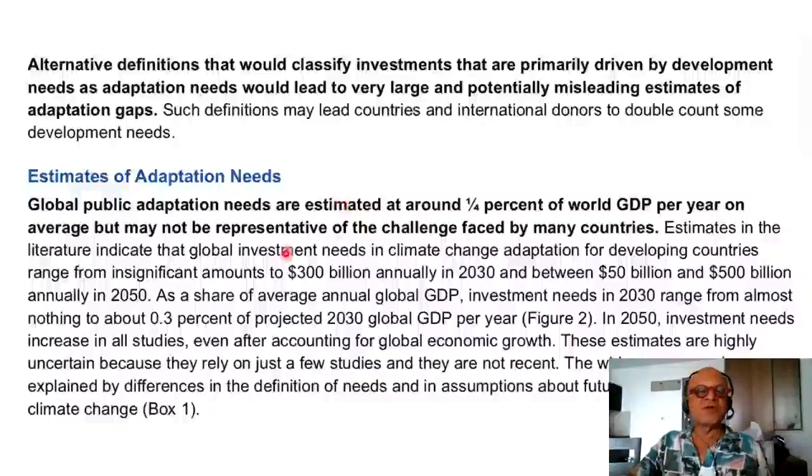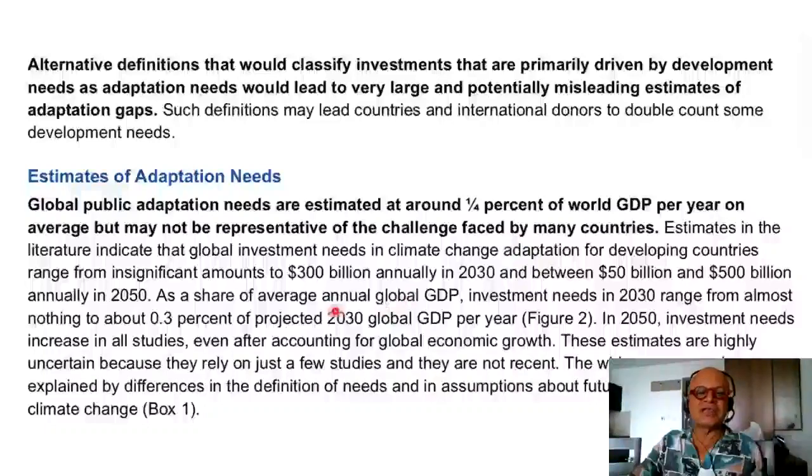Okay, moving forward, estimation of adaptation needs. Global public adaptation needs are estimated at around 0.25% of the world GDP per year on average, but may not be representative of the challenge faced by many countries. So this world GDP percentage, a quarter of a percentage point, is not to help every country. It's not a pool of money taken from world GDP to help everybody, but it's an estimate of all countries facing climate challenges and their adaptation needs and the cost aggregated to the world level.